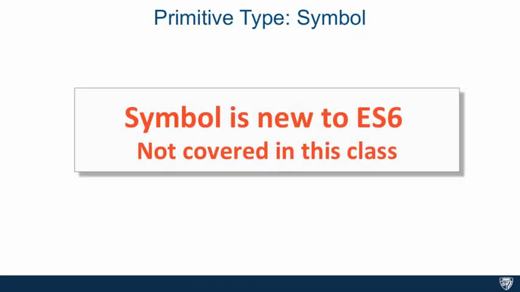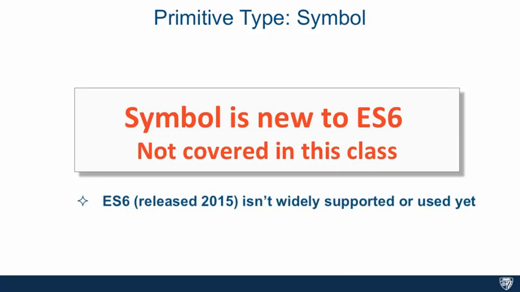The last primitive type that I'll mention is symbol. Now, we're not really going to cover this data type in this class. And the reason is that it's new to ES6, otherwise known as ECMAScript 6. ECMAScript 6 was released around mid-2015, and it just isn't widely supported or really used yet. It will probably become quite popular in the next number of years, but it's not there yet, so we're going to skip it for this course. Okay, so time to go to the code editor and see some examples.